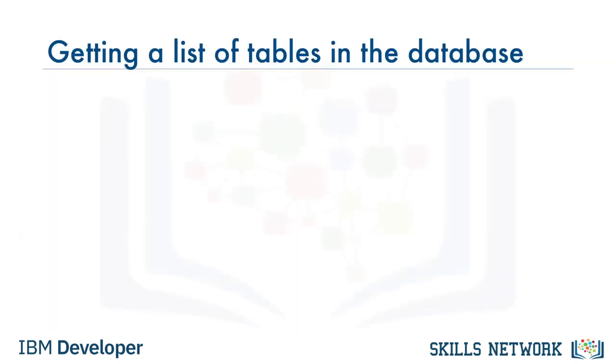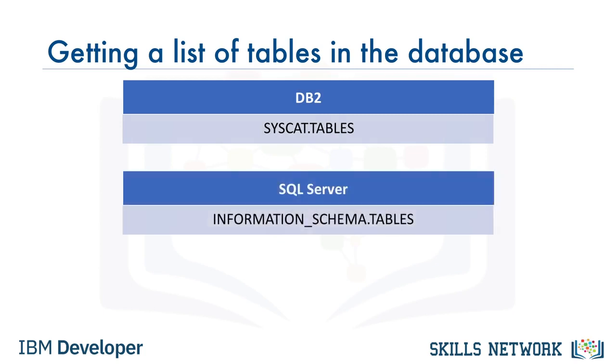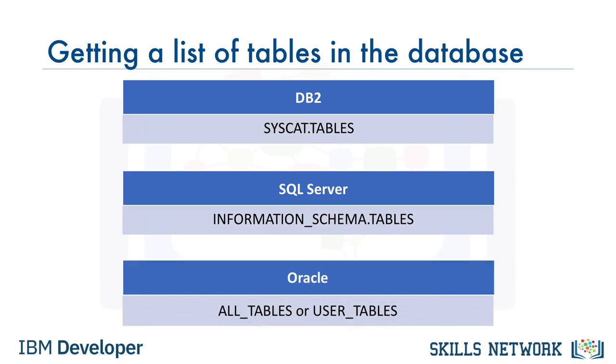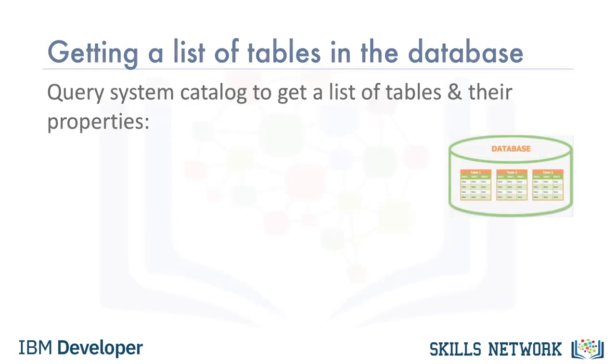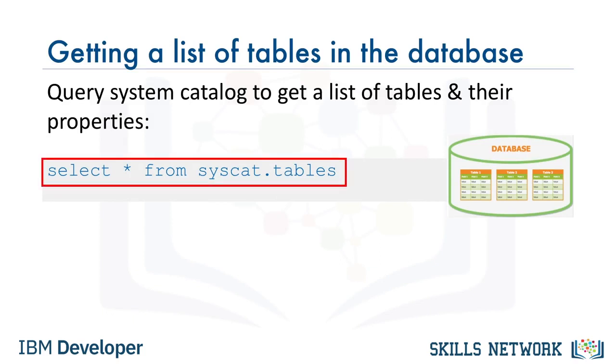Database systems typically contain system or catalog tables from where you can query the list of tables and get their properties. In DB2, this catalog is called SYSCAT.TABLES. In SQL Server, it's INFORMATION_SCHEMA.TABLES, and in Oracle, it's ALL_TABLES or USER_TABLES. To get a list of tables in a DB2 database, you can run the following query. Select star from SYSCAT.TABLES.